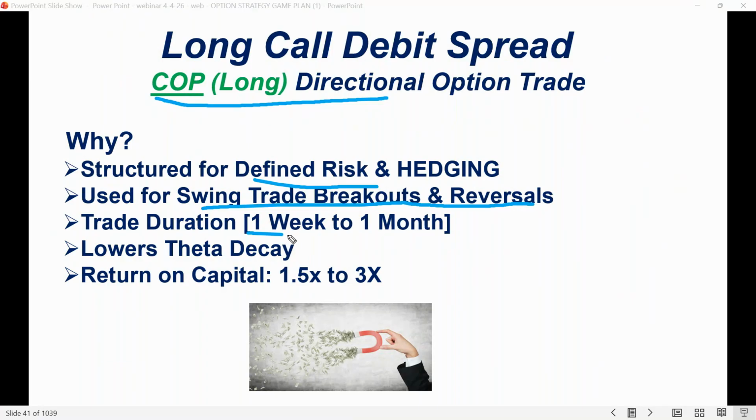Trade duration maybe 1 to a month out. You could go further out. This is going to lower your theta. It's not going to give you positive theta, but it will lower your theta. The returns on the debit spreads are kind of 1.5 to maybe up to 3, maybe sometimes 4, depending on your spread and how far out of the money you go. So here's a setup that was done.